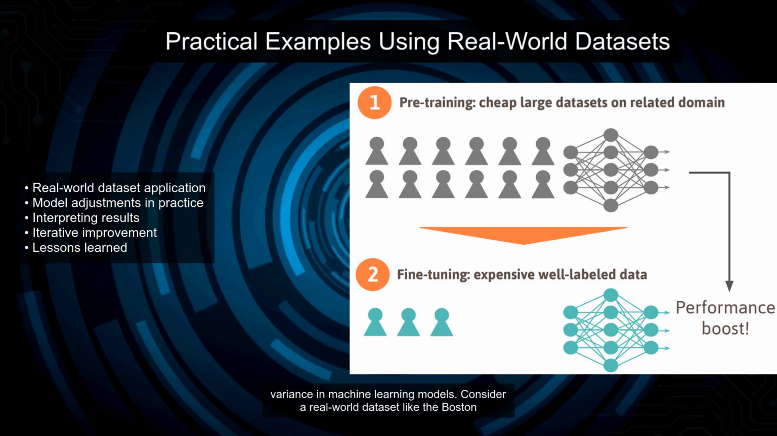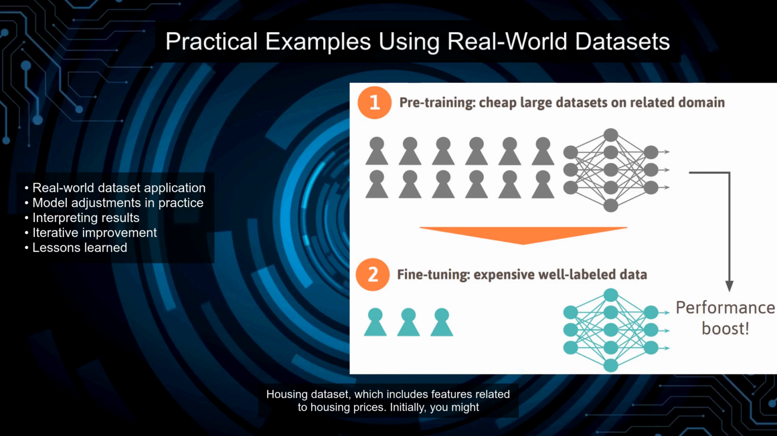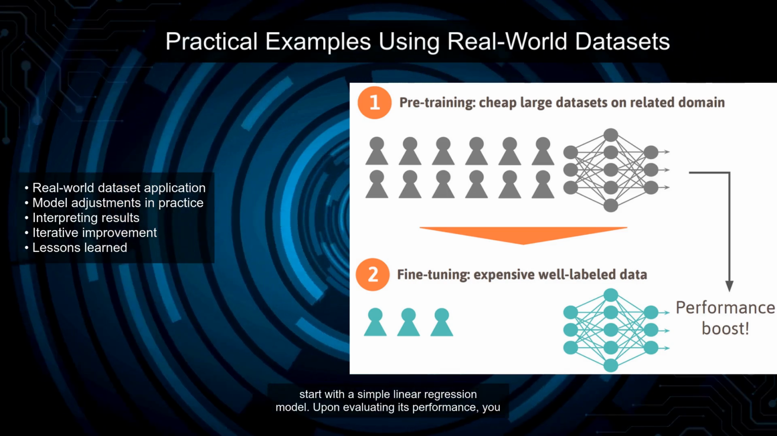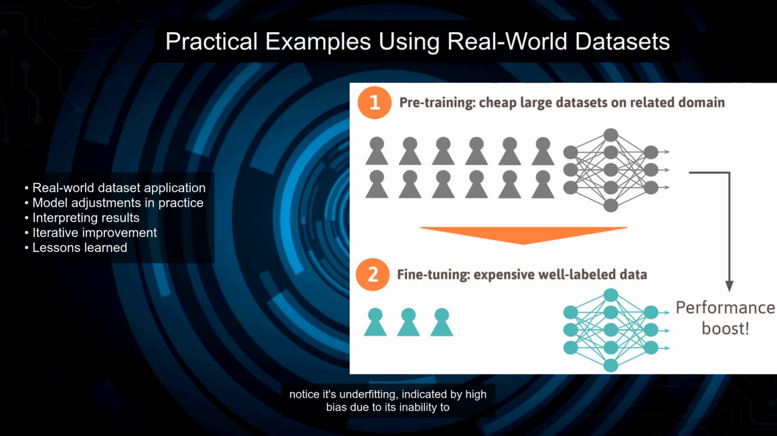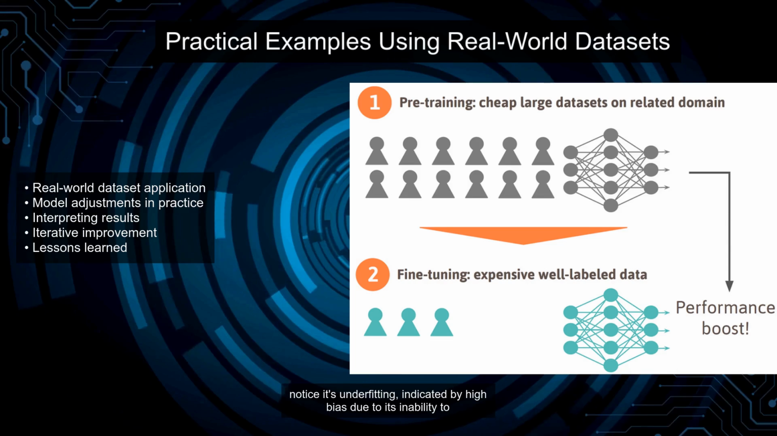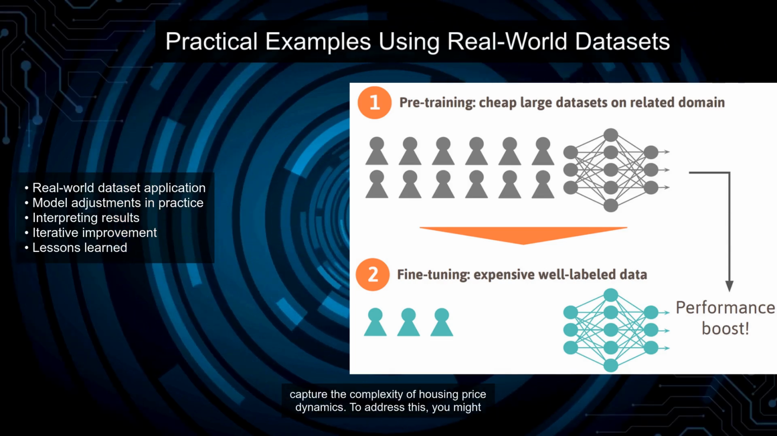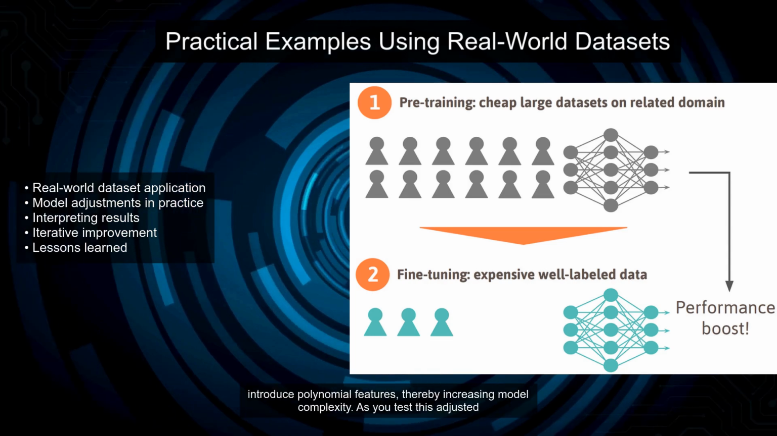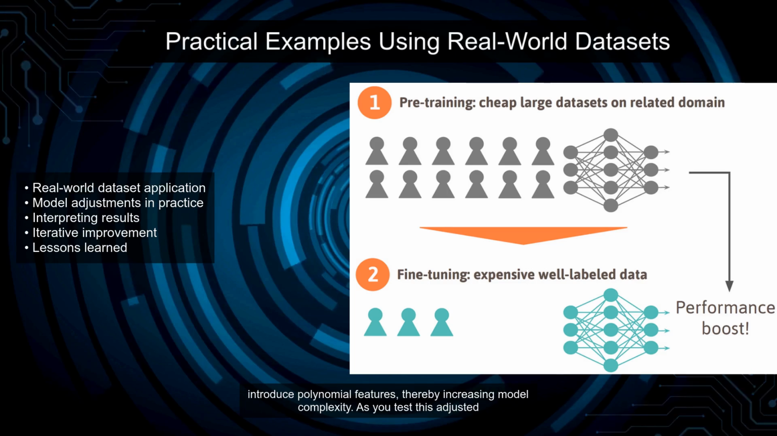Consider a real-world dataset like the Boston housing dataset, which includes features related to housing prices. Initially, you might start with a simple linear regression model. Upon evaluating its performance, you notice it's underfitting, indicated by high bias due to its inability to capture the complexity of housing price dynamics. To address this, you might introduce polynomial features, thereby increasing model complexity.